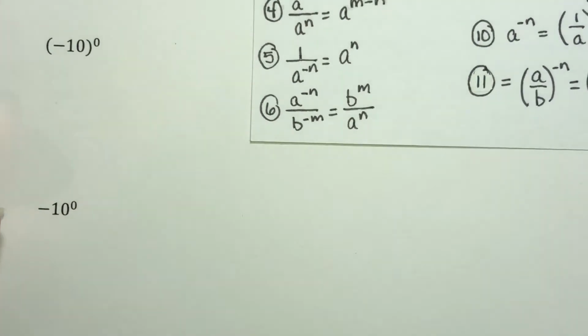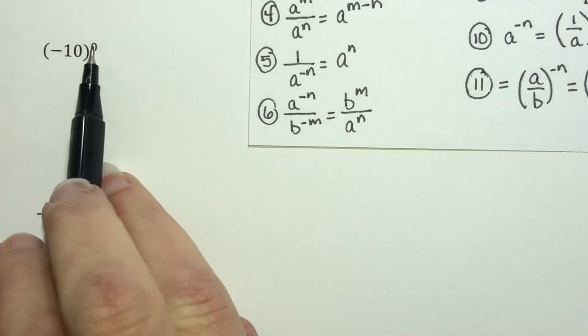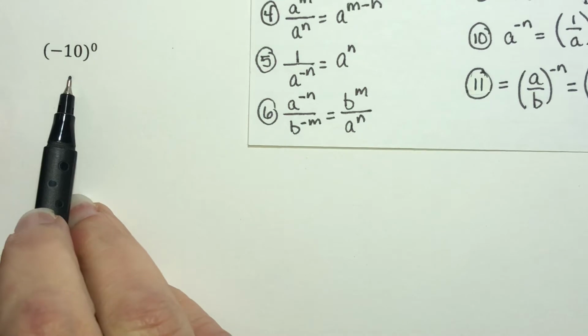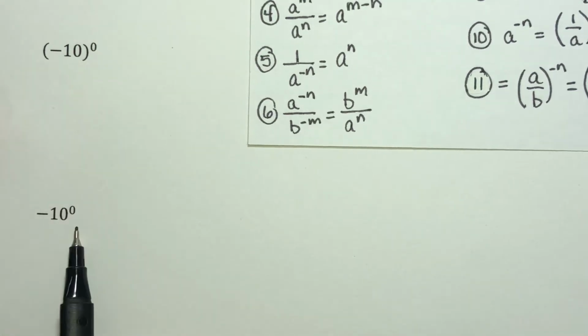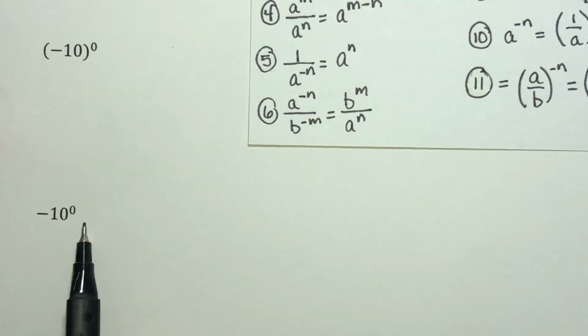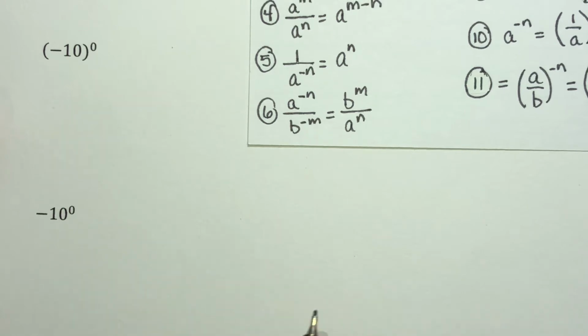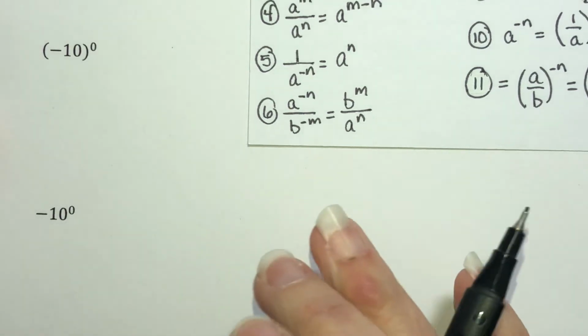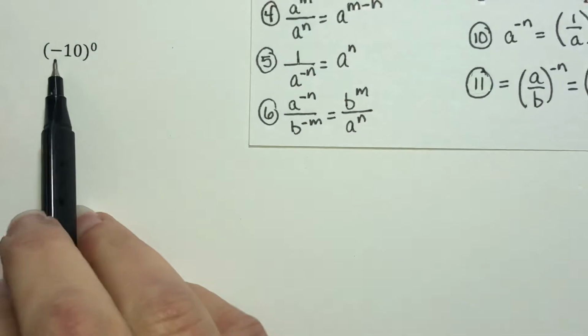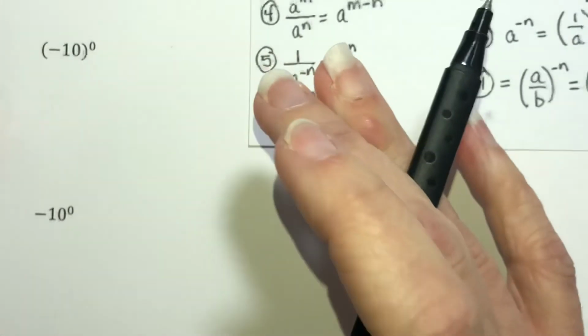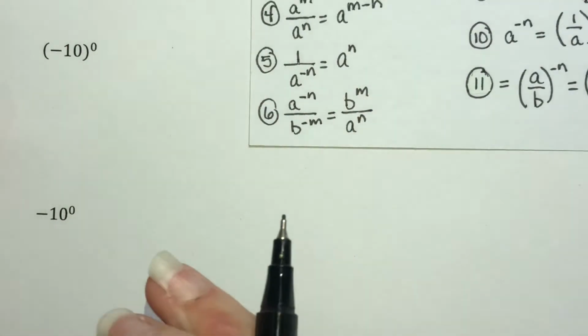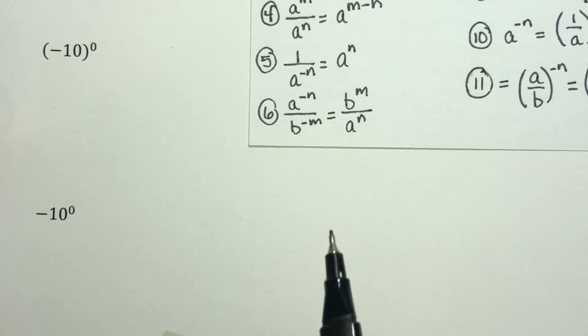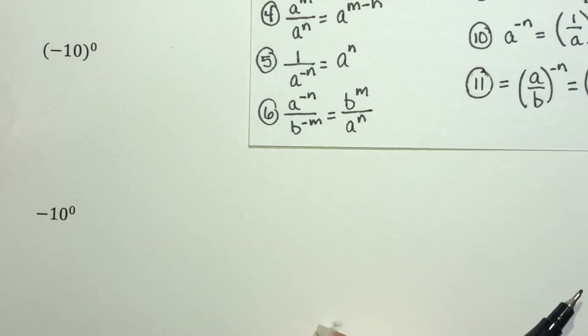Now let's look at these two. I have negative 10 to the 0 power with the negative 10 in parentheses, and I have negative 10 to the 0 power without the parentheses. This is something you have to get in your head. Those parentheses, especially when you're dealing with negative numbers, matter. Your calculator can help you tell the difference between the two, but you're the one who has to remember that there is a difference, and you have to remember to use your calculator.